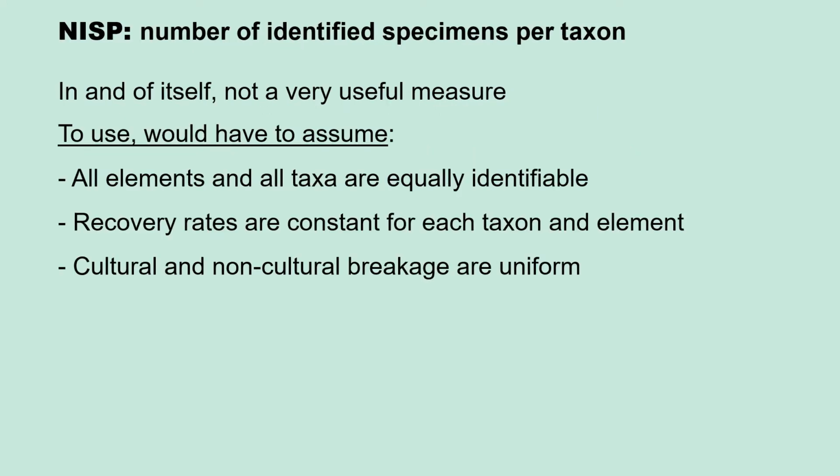Number of identified specimens per taxon, in and of itself, is not a very useful measure. To use it by itself, we would have to assume that all elements and all taxa are equally identifiable. We would have to assume that recovery rates are constant for each taxon and element. And of course, we know that we are biased for finding larger bones and not finding the smaller bones, and that cultural and non-cultural breakage are uniform. And of course, we know that different bones have different densities and therefore would break at different rates.